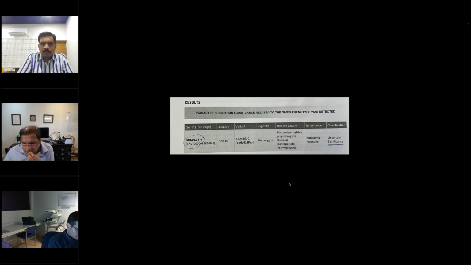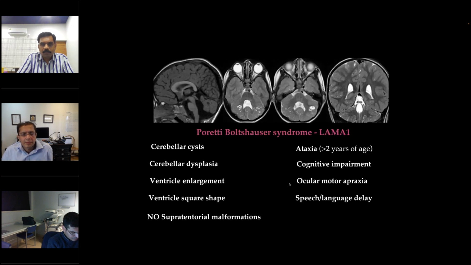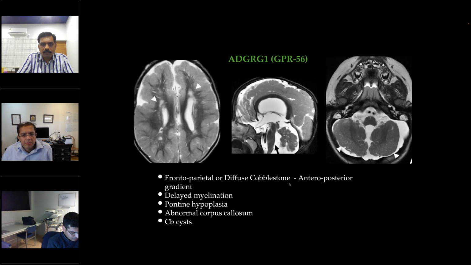So this child, the genetic workup came out to be a variant of uncertain significance, but I think the imaging and the clinical point of view usually matches with this gene. I don't think we have Dr. Ramesh, but if anyone wants to comment on the imaging or the clinical presentation, that would be great.